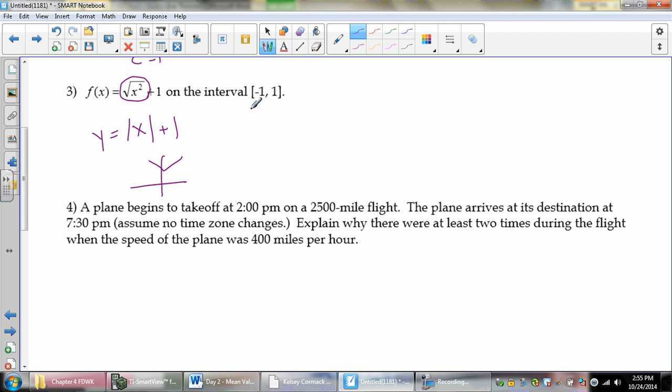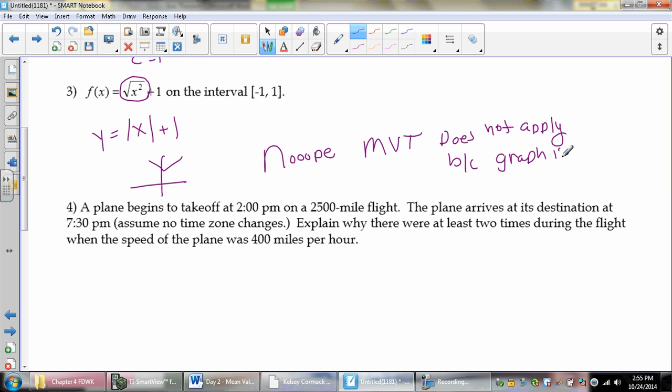Is that graph differentiable on -1 to 1? No. So we can't do the mean value theorem. So the mean value theorem does not apply because the graph isn't differentiable at x equals 0. So I don't even have to do the mean value theorem.